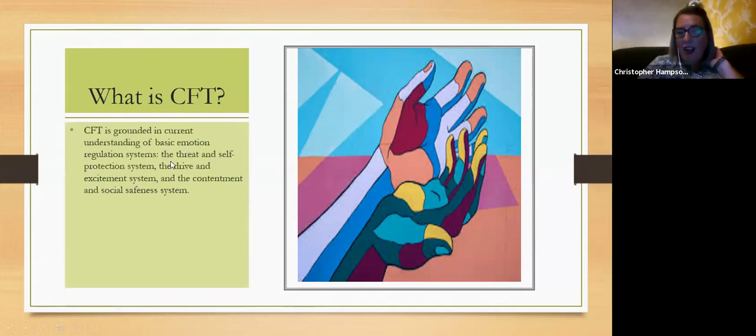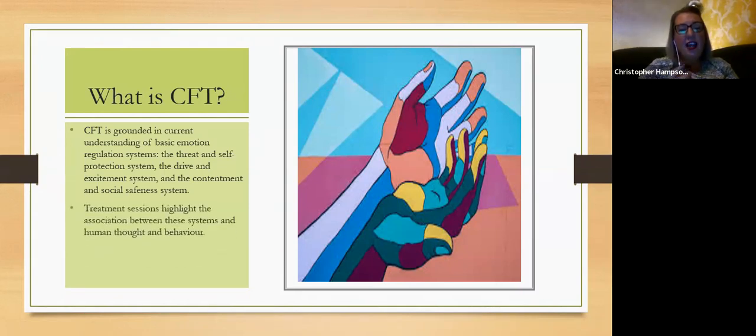So CFT is grounded in current understanding of basic emotion regulation systems: the threat and self-protection system, the drive and excitement system, and the contentment and social safeness system. Treatment sessions highlight the association between these systems and human thoughts and behaviours. The aim of CFT is to bring these three affect systems into balance.